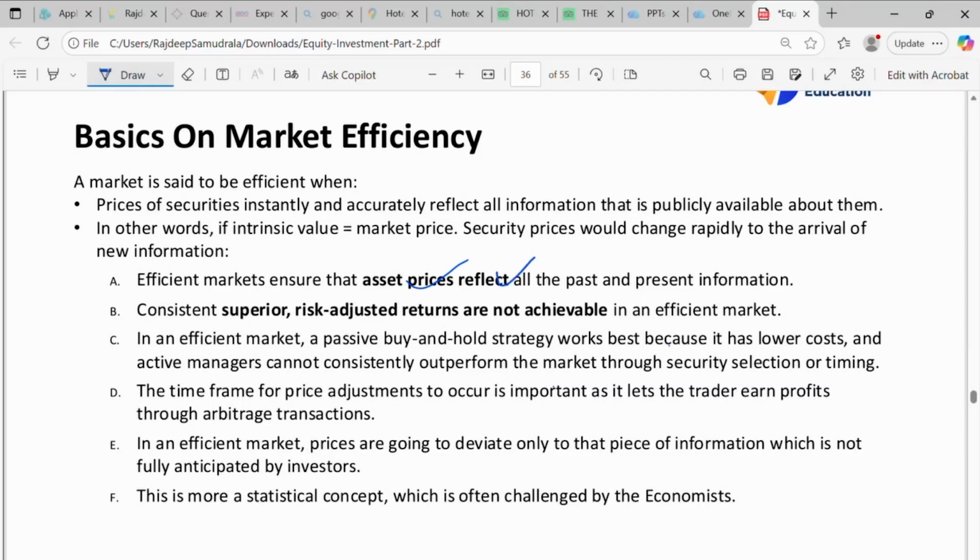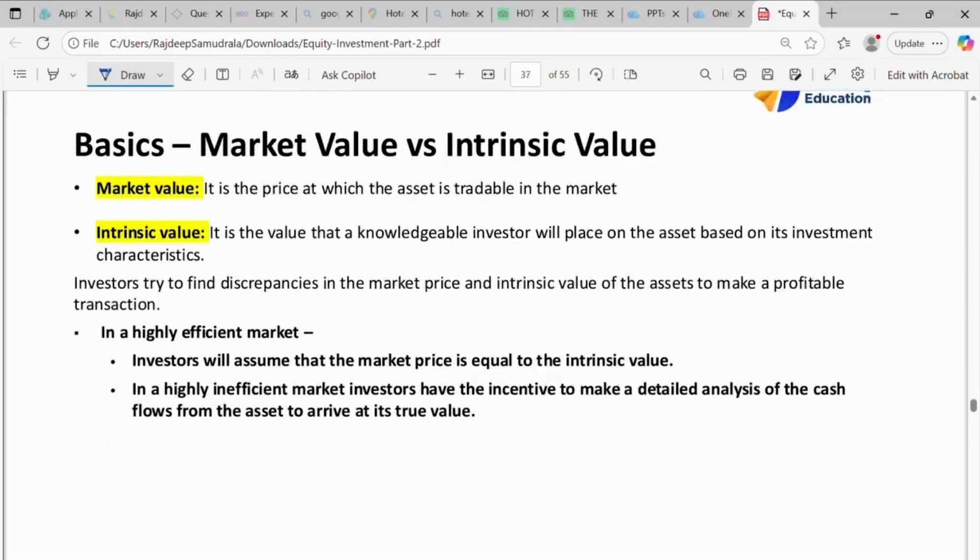So we covered this. All the aspects are fully reflected. You cannot have super profits. Obviously, passive buy and hold is the best strategy. Costs are low, profits are higher, the rate of return is much greater. The time frame for adjustment is important. That's very critical that you adjust. And in efficient market, prices are going to deviate. Okay. So this is how the efficient markets broadly will be performing and functioning.